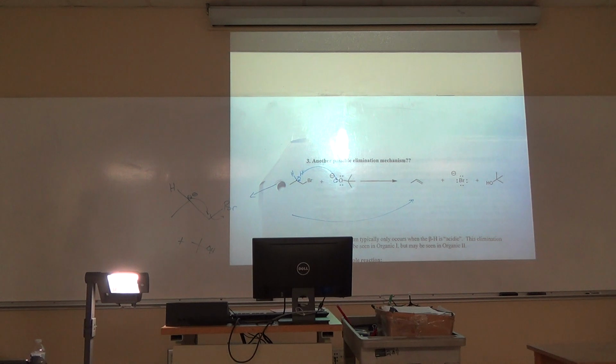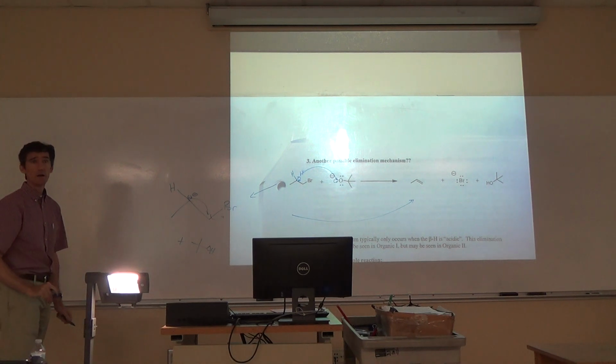This is neither E1 or E2. This has a special name. The only reason I'm doing this is because sometimes you guys try to do this, and this ain't E1 or E2. We never do this. The first mechanism we showed had a cation intermediate. Second mechanism had no intermediate. This one has a carbanion intermediate, but never this one. Okay, this is the last time we'll ever show this.